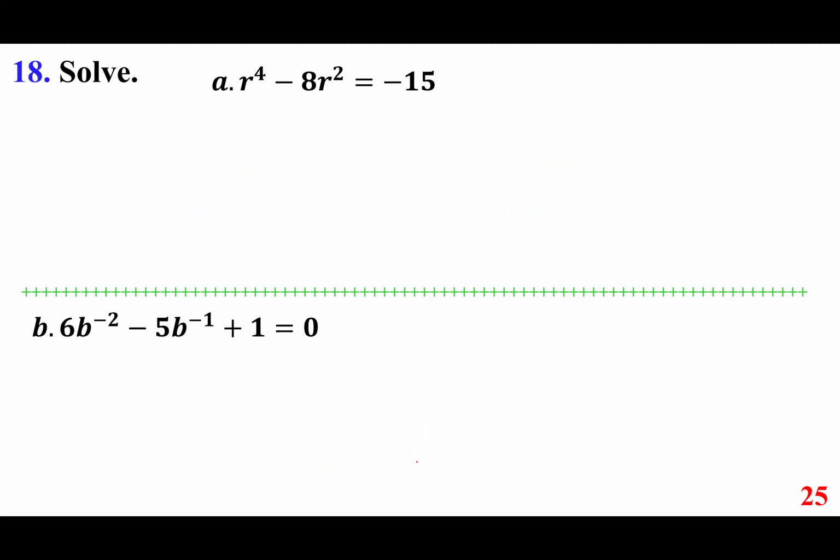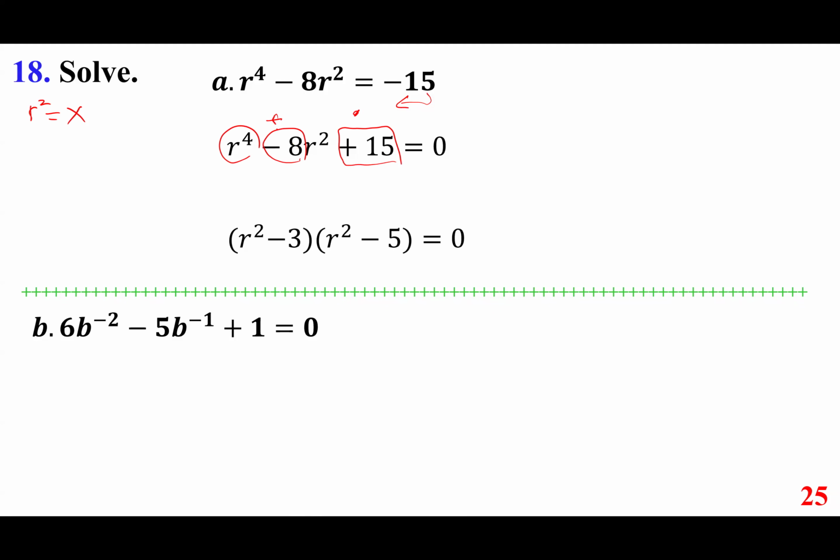R to the power of 4 minus 8R squared equals minus 15. Let's move this. Now, you can do it by substitution and letting, let's say, R squared be something, X, Y, Z, M. Or you may recognize that R to the power of 4 is R squared times R squared. So you want two numbers. The product must be 15. The sum must be negative 8. And if you write them as R squared, it works out the two numbers are negative 3 and negative 5.